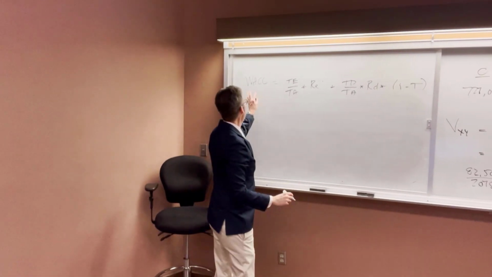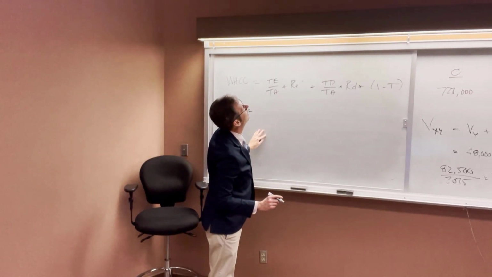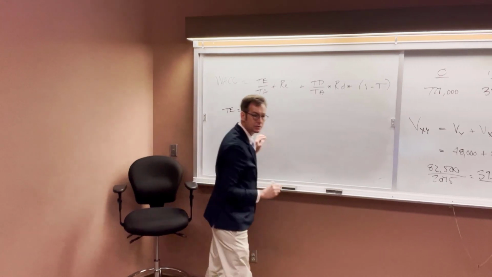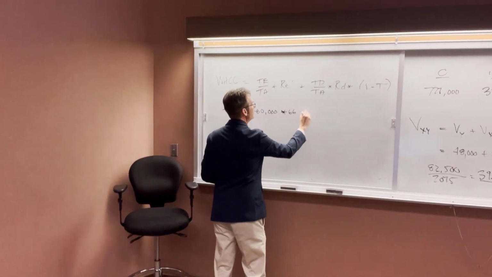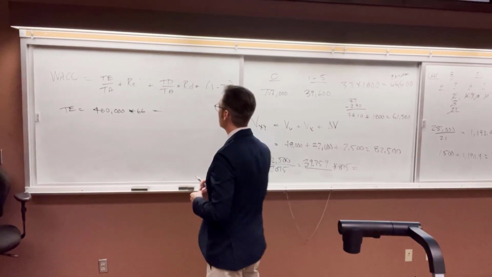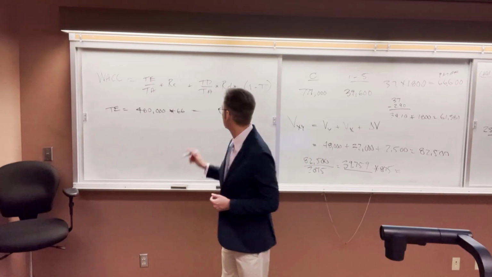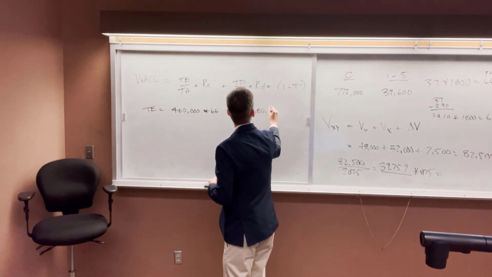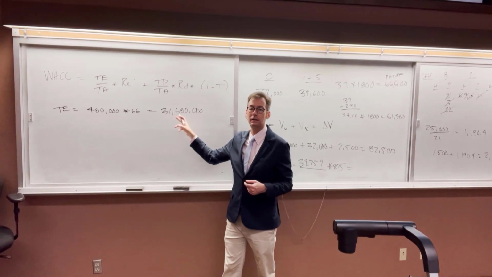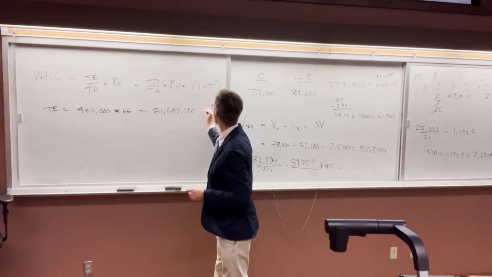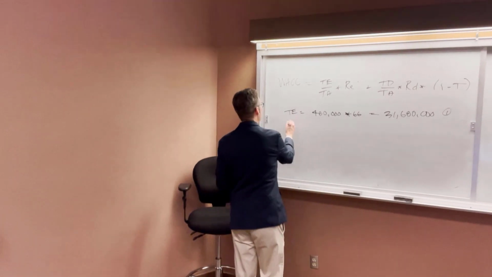Now let's figure out how we're going to get total equity. Can anyone tell me how to calculate total equity? The stock price times shares outstanding. So 480,000 shares, selling for 66 a share. Can someone do that math? 31,680,000. Okay, very good. Now I want you to store that in location 1.